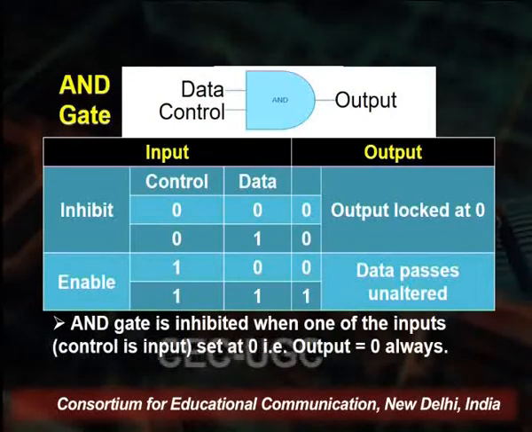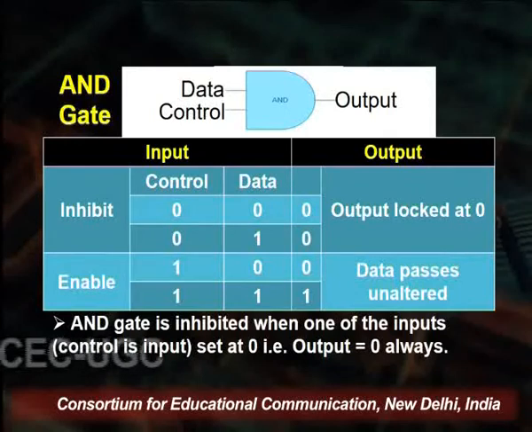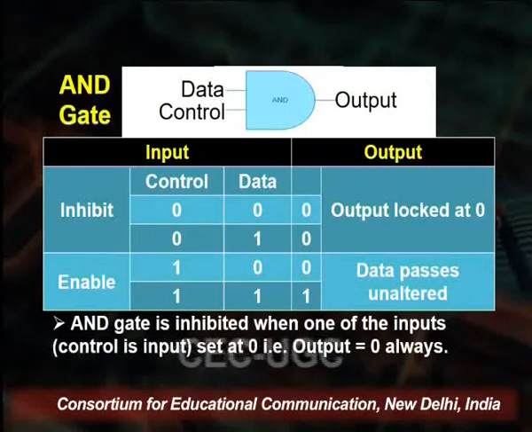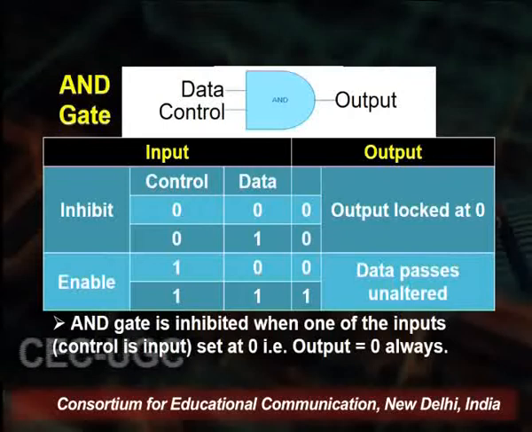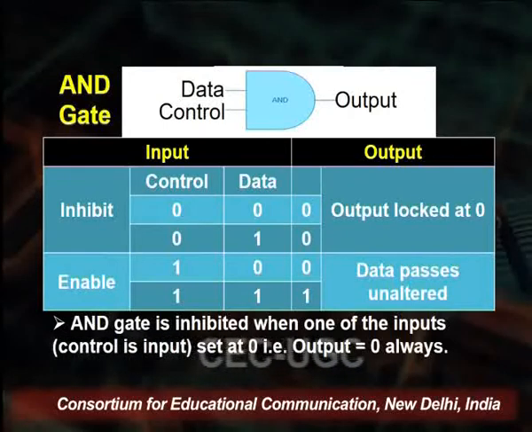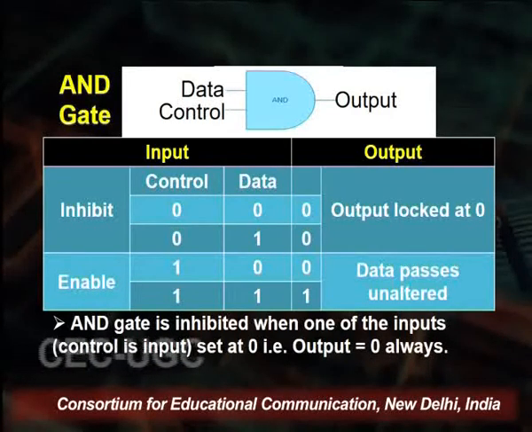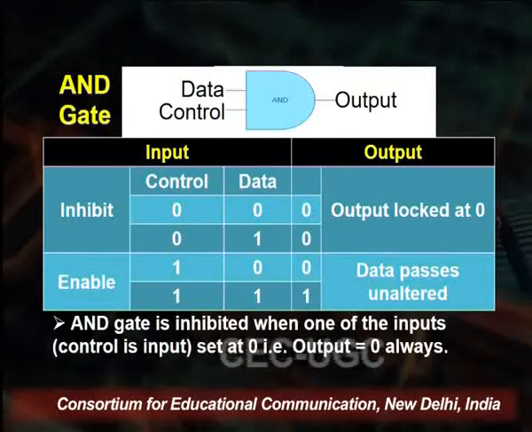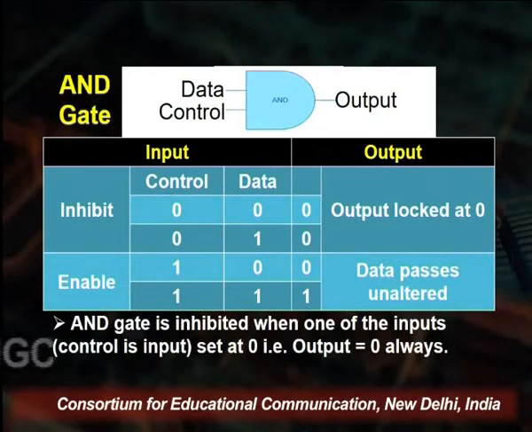Going back a couple of lectures, we know that in binary logic, that is digital logic, we have only 4 combinations possible for 2-input data. For 3-input data, there will be 8 combinations, and so on. So in this case, data and control together can have only 4 values: 0 0, 0 1, 1 0, and 1 1.